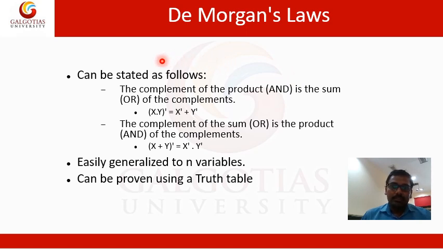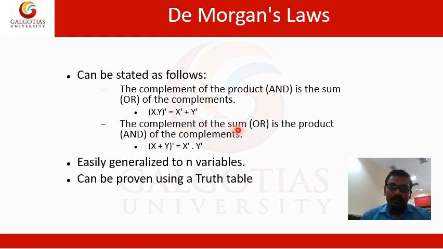It can be stated as the complement of the product is the sum of the complements. That is, if we have two variables X and Y, then the product is X dot Y, and its complement is written as dash. So (X dot Y) dash will be equal to the sum of the complements of the variables X and Y, that is X dash plus Y dash.